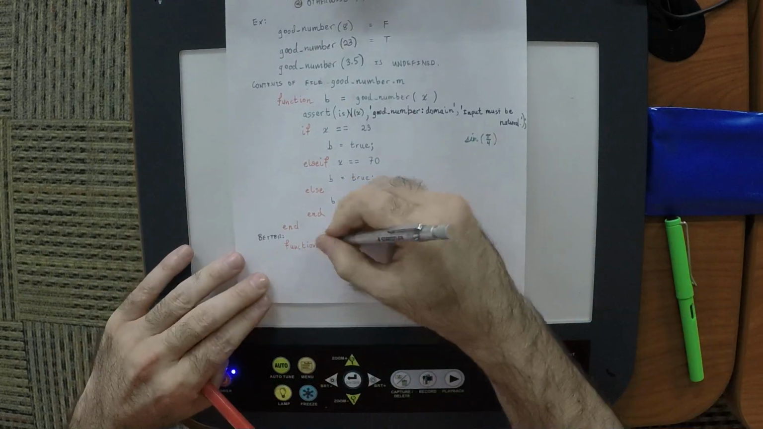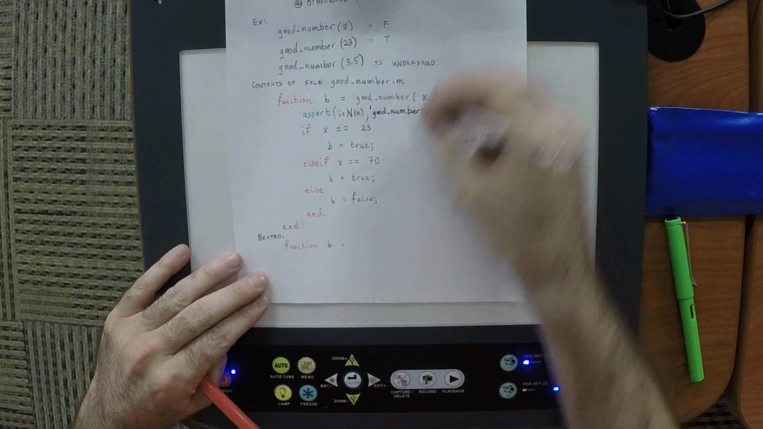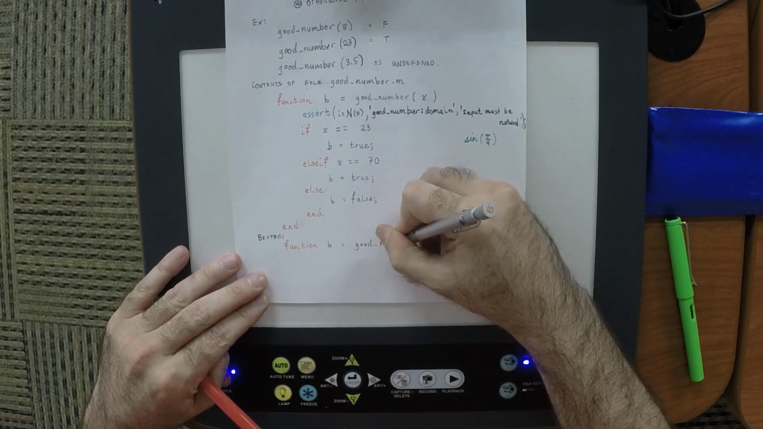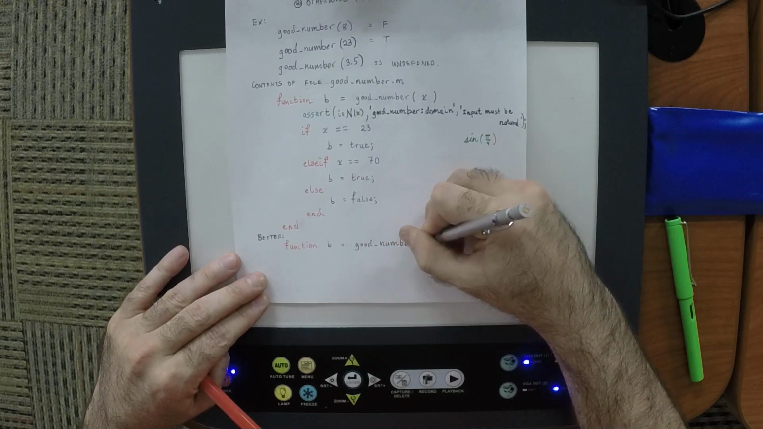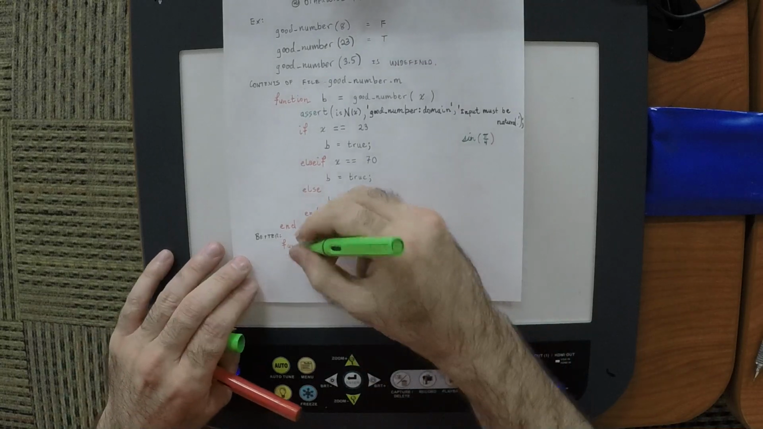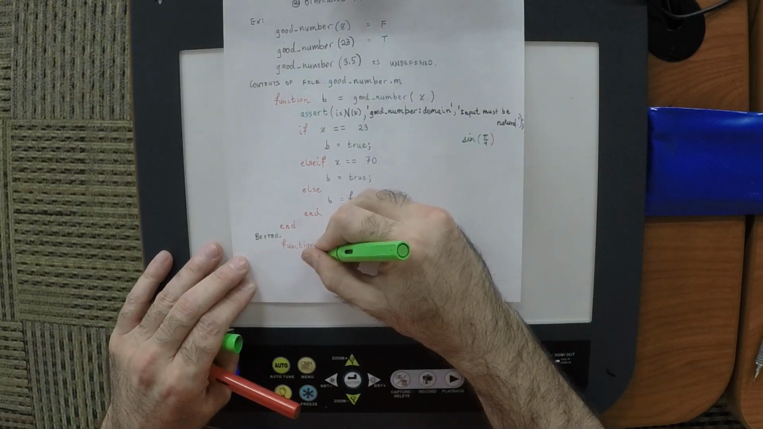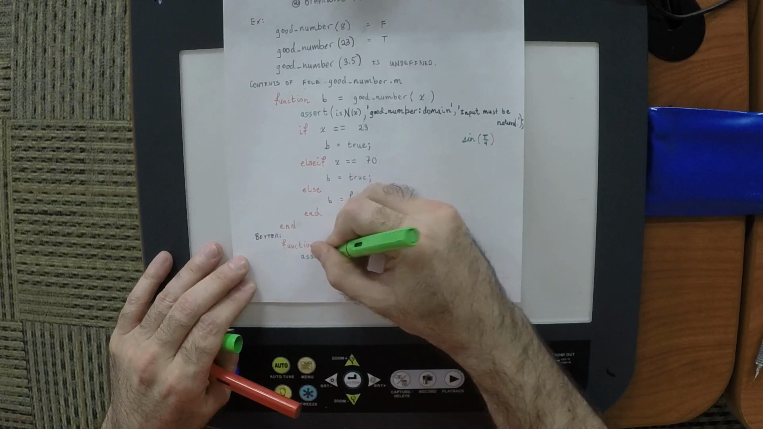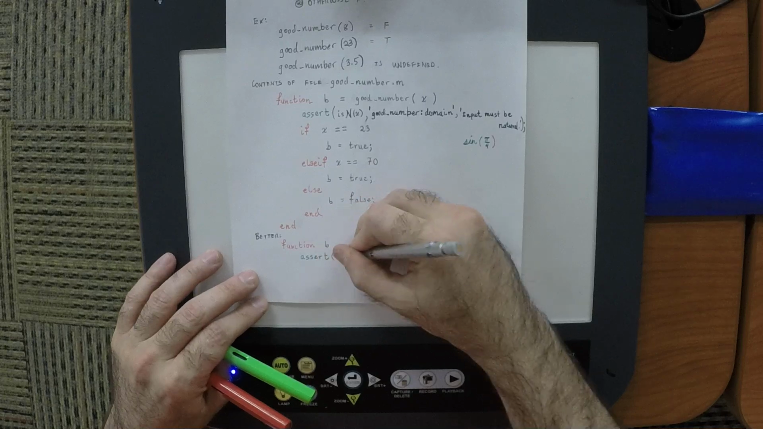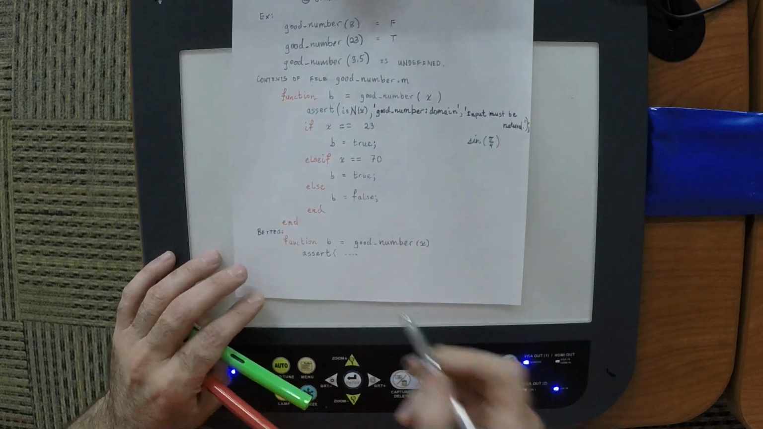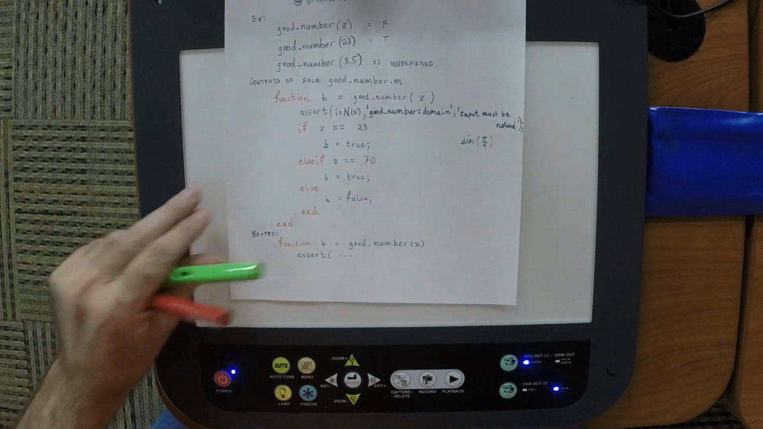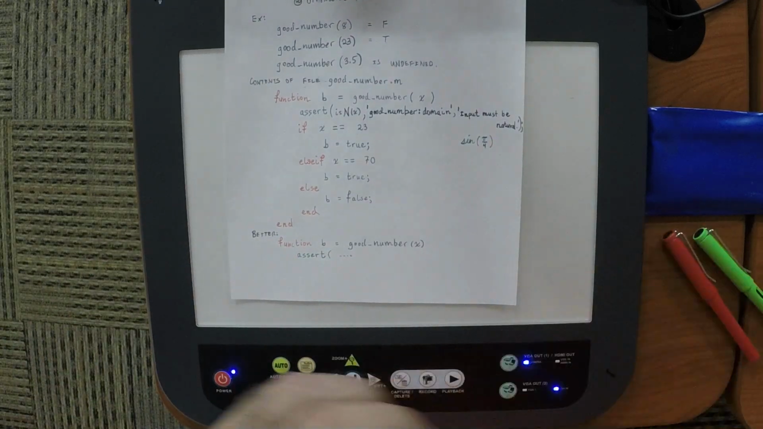Function b equals good_number of x. Then you write exactly the same assert, copy paste or whatever. I'm just going to write that; understand that to mean that I copy pasted it. It's there. So a better way to write this is the following.